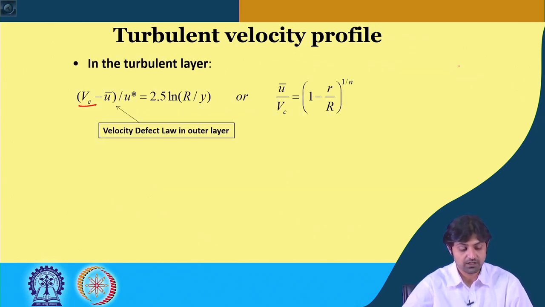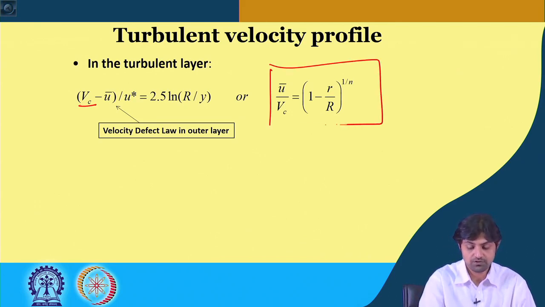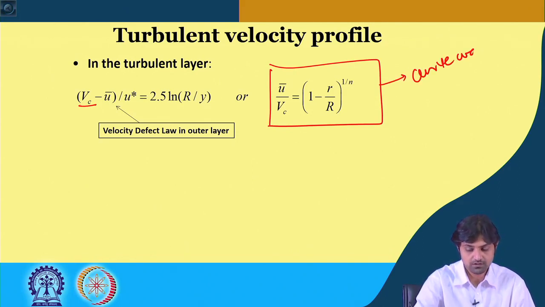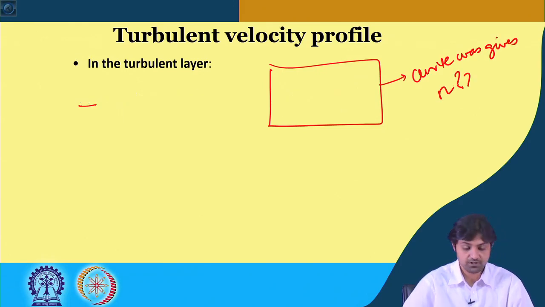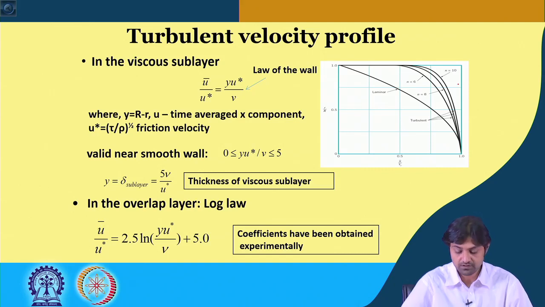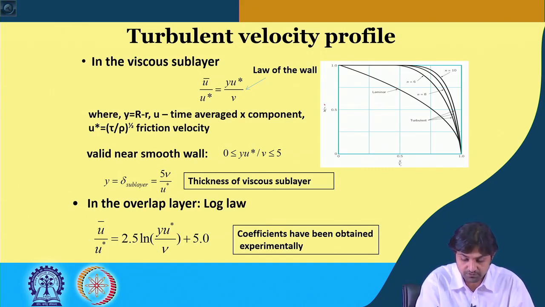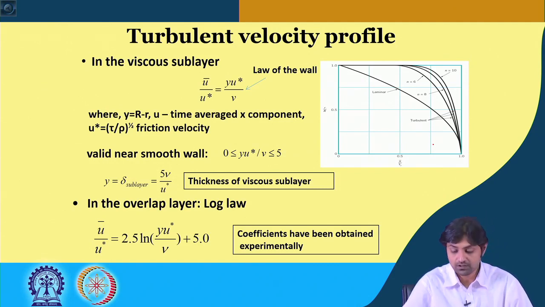Vc minus u bar, this is called the velocity defect law in the outer layer, given as 2.5 ln r by y, or u bar by Vc is equal to, this was the equation for which the curve was given. What is going to be the value of n can be determined from this graph with the corresponding values of u by Vc and y by r.